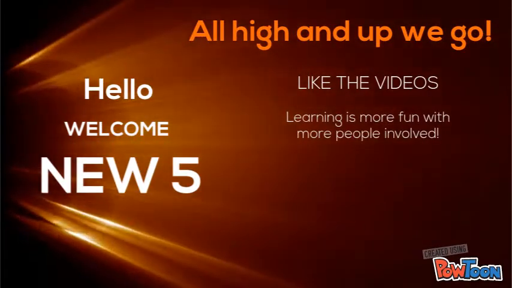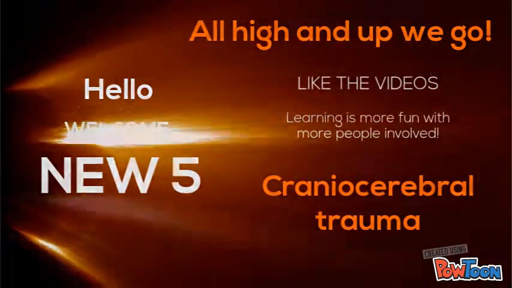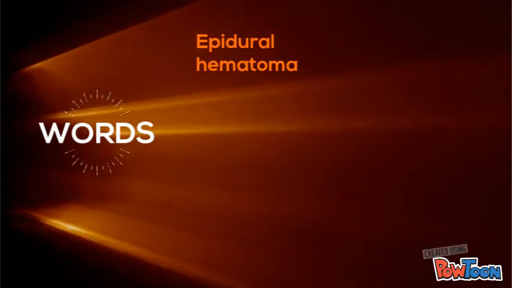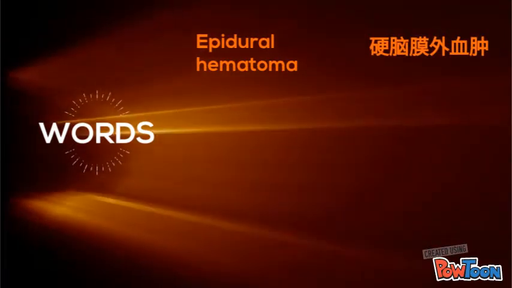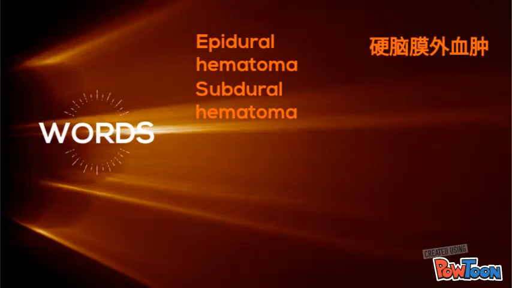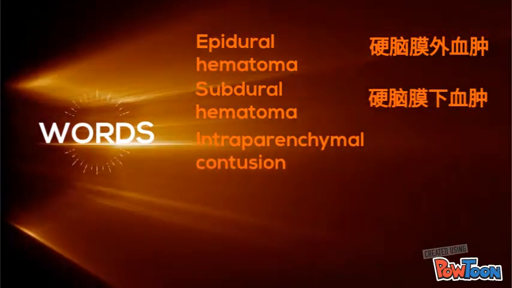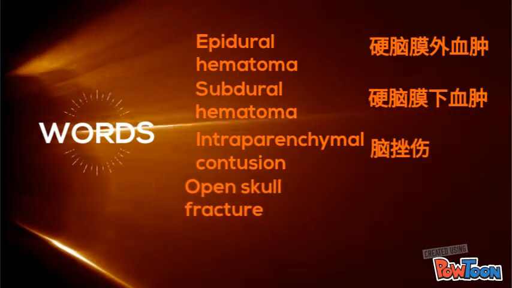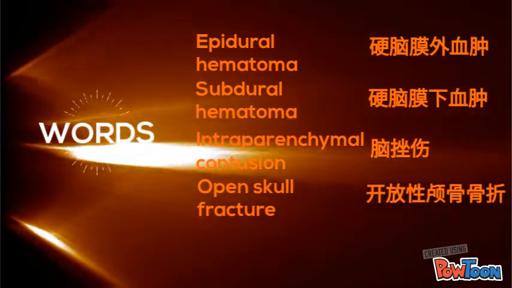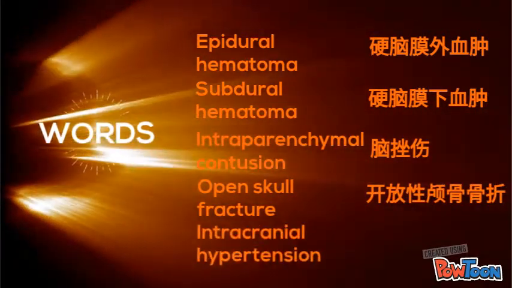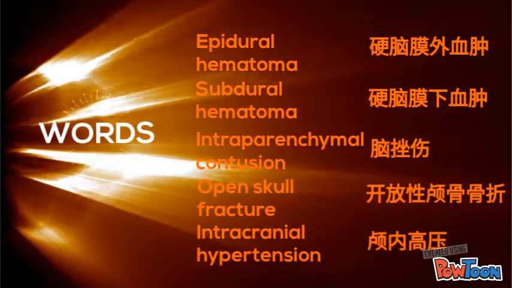In this episode, let's look at the craniocerebral traumas again. Epidural hematoma, 硬脑膜外血肿. Subdural hematoma, 硬脑膜下血肿. Intraparenchymal contusion, 脑挫伤. Open skull fracture, 开放性颅骨骨折. Intracranial hypertension, 颅内高压. First up is epidural hematoma, 硬脑膜外血肿.